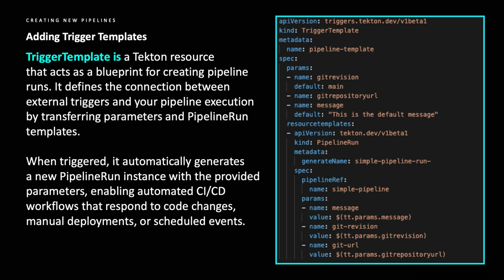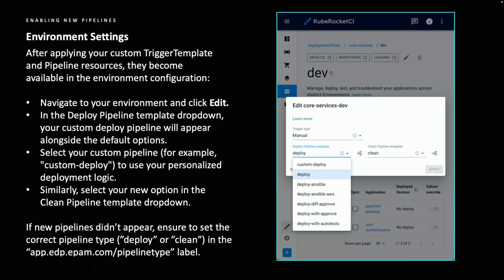A trigger template is a Tekton resource that automatically initiates a pipeline run with specific parameters in response to external events. It acts as a bridge between triggers, such as git push or manual action, and your actual pipeline execution. After the trigger template is created, we need to select it in the environment configuration window. Trigger templates can be set for each environment separately.